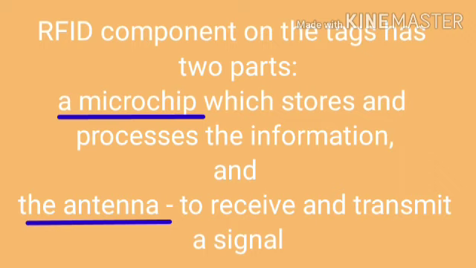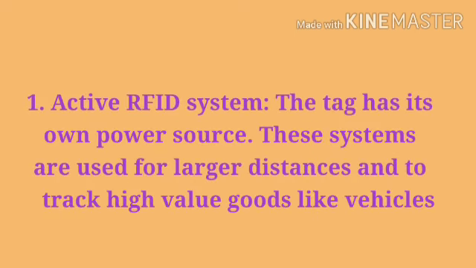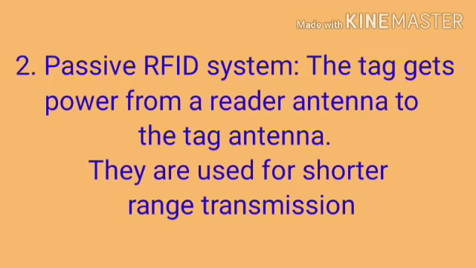Next one is two types of RFID tag. RFID tags consist of two types. One is active RFID, another one is passive RFID. Active RFID has its own power source, but passive RFID gets the power from a reader antenna. So the transmission range is shorter in passive RFID, but in active RFID the range is a larger distance. This is the difference between active and passive RFID systems.